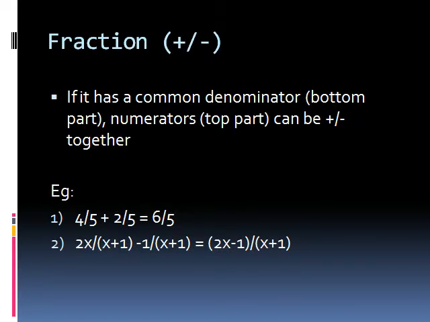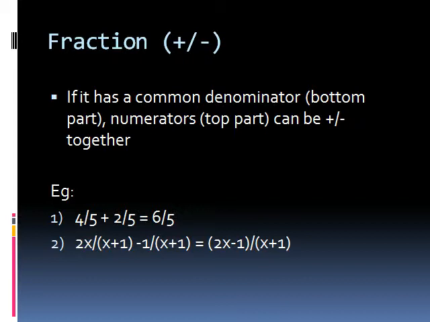For adding and subtracting fractions, you actually have to have a common denominator, which is the bottom part of the fraction, in order for an addition or subtraction operation to work without changing anything else. So if you look at example 1, 4/5 plus 2/5, you can just add 4 and 2 together because you've got a common denominator, which equals 6/5.